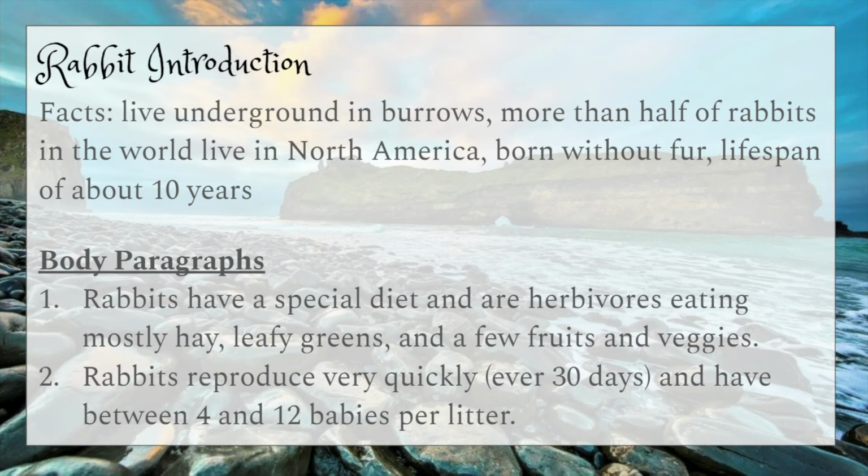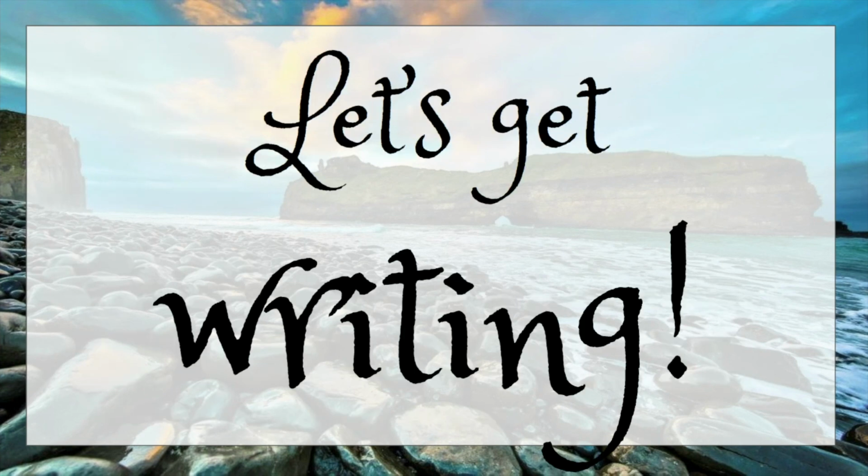So that's where you take the information from your 2 body paragraphs. Your first body paragraph's topic sentence is this. Rabbits have a special diet and are herbivores, eating mostly hay, leafy greens, and a few fruits and veggies. Okay, so that's what your first preview sentence is going to be. But don't just copy that sentence, change it around a little bit so you're still saying the same thing, but you're not copying the words. Then you write your second preview sentence from your second body topic sentence. Rabbits reproduce very quickly, every 30 days, and have between 4 and 12 babies per litter. So you will use that information to write your preview. Let's get writing.